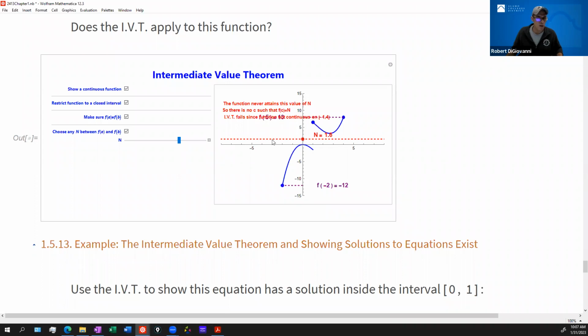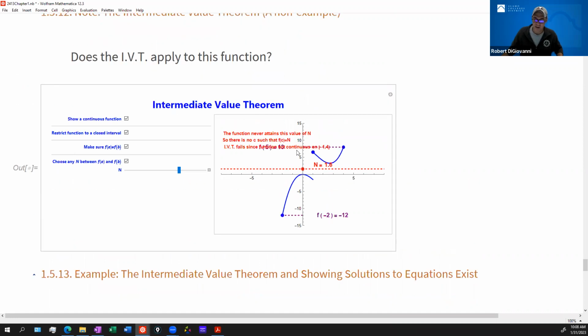The theorem's supposed to always work. So why does the theorem not work here? It doesn't work for any n value between f of a and f of b. Yeah, it's not working, right? But the theorem says it should always work. So what's going on here?